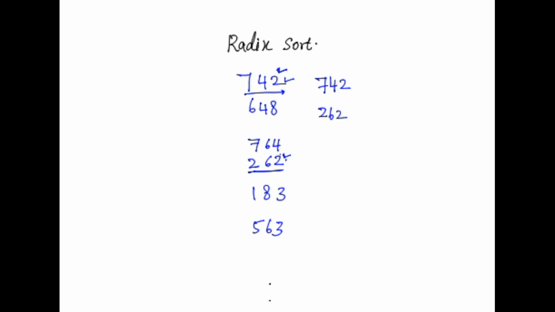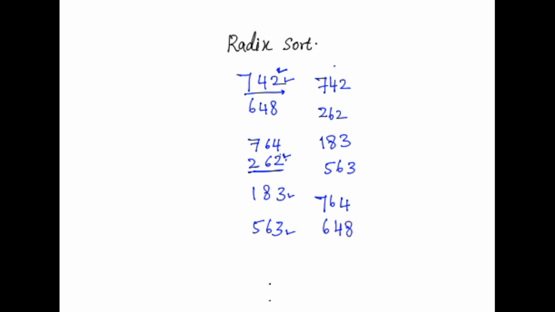Now let's look at 3. The next smallest is 3, but 183 comes before 563, so I have to write 183 and 563. The next number is 764, there is only one ending in 4, and the next number that I have is the one ending in 8, which is 648.